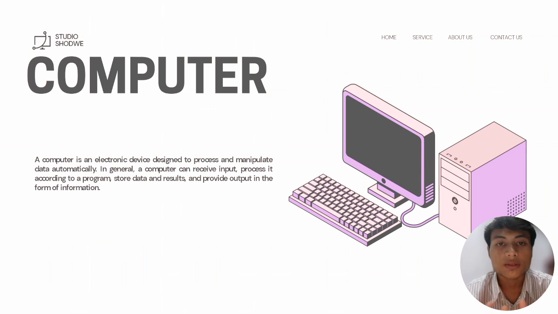I will explain a little about computer and software. The computer is an electronic device designed to process and manipulate data automatically and generally. A computer can receive input, process it according to a program, store data and results, and provide output in the form of information.